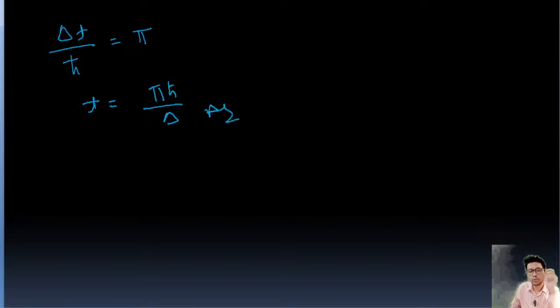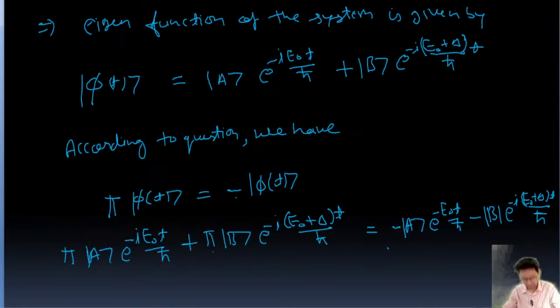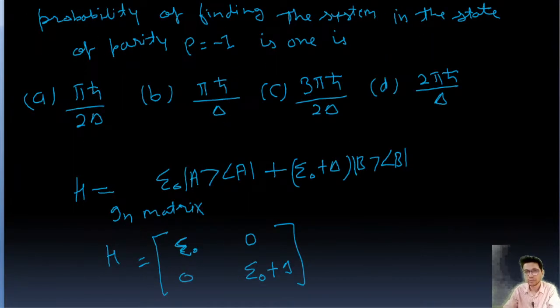Okay. So which option is matching, guys? Let me check which option is matching. Option B is matching, guys. Okay. Pi H cut upon delta.